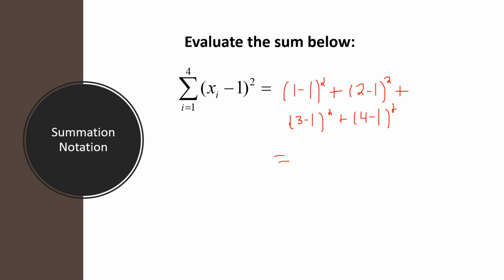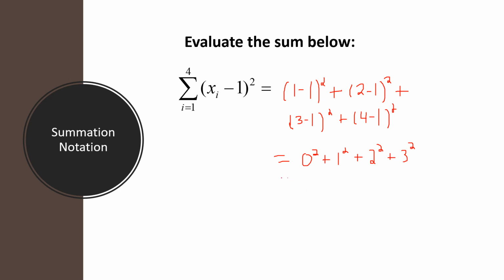So now we do the parentheses first, then we square it. 1 minus 1 is 0. So we have 0 squared plus 2 minus 1 is 1 squared plus 3 minus 1 squared is 2, and then we're squaring that. And the last one, 4 minus 1 is 3, and then we square that.